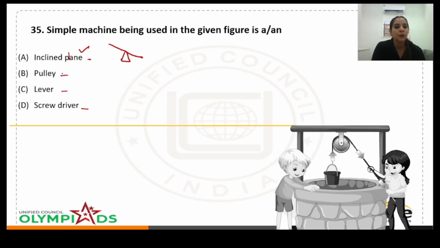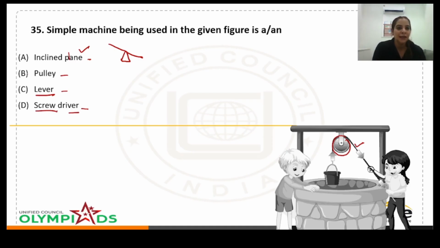If I talk about a pulley, this is a pulley. It has a grooved wheel, and you see that through this grooved wheel a rope moves, and it is used to pull something. It can even be used to pull heavier objects. Lever. What is a lever basically? I hope you all know that a lever is something which makes a task very easy. Again, a simple machine. In the same way, a screwdriver is just like a wheel with an axle.